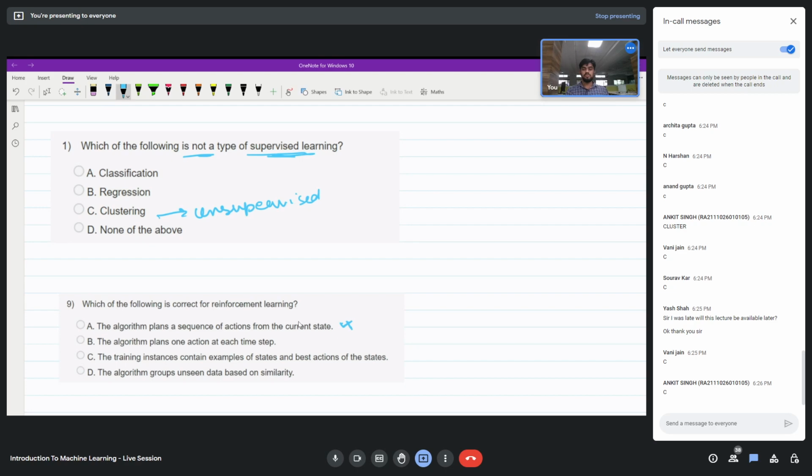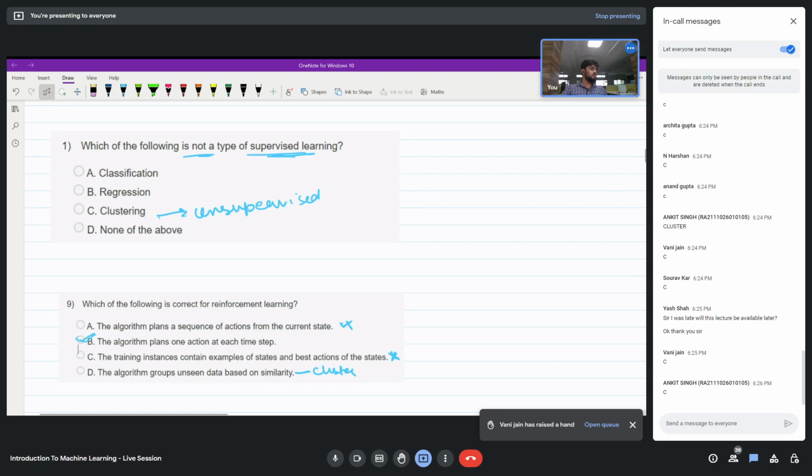This is true. The training instance contains example state and the best. No, this is not true, right? Because what I told you is based on whatever action it chooses, we assign some reward or punishment, right? So we let it explore whatever it wants to do, and then we assign some reward to it. The algorithm groups unseen data based on similarity. This is clustering. This is not reinforcement learning. So the second option is the most appropriate one.